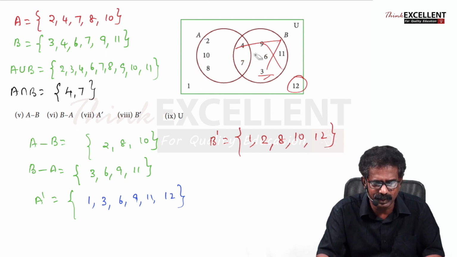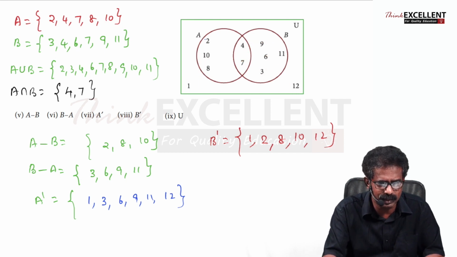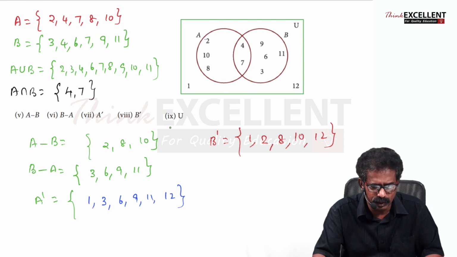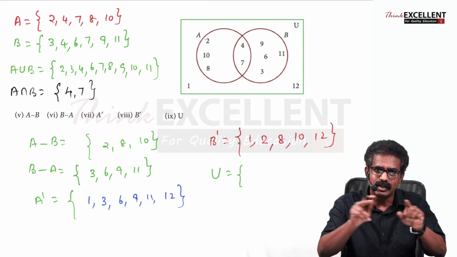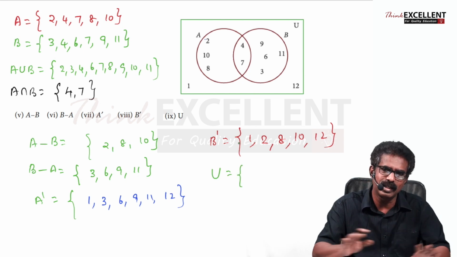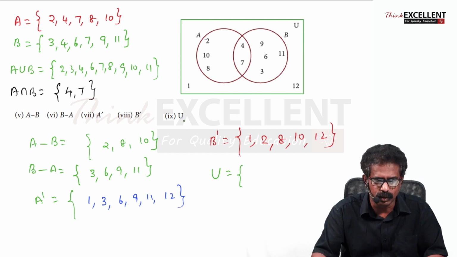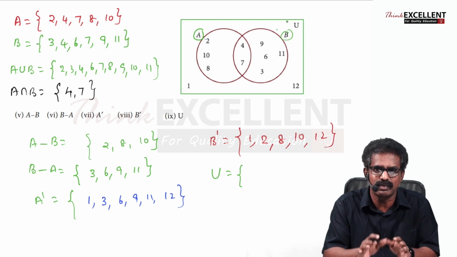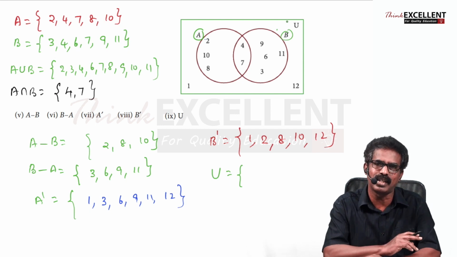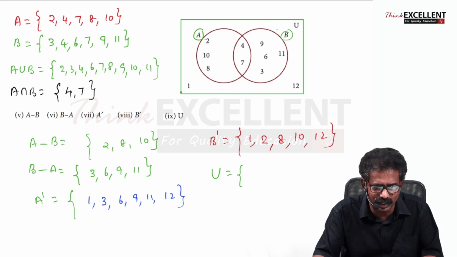It's a very simple topic, right? Now one more subdivision is there, the last one: the universal set, U. What is the universal set? Inside that rectangle, what are the numbers you have? You write everything. Don't write A and B, the names of the sets. Leave those and write all the other numbers. Okay, what are the numbers there?